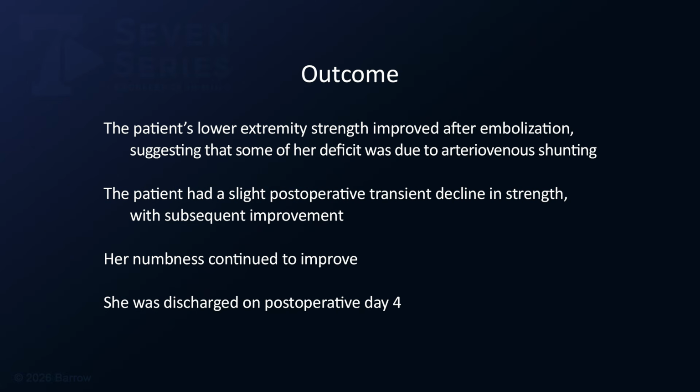Interestingly, after embolization, her lower extremity strength improved. This suggests that some of her deficit on presentation was due to arteriovenous shunting and venous hypertension with compromise of cord perfusion. Postoperatively, she was slightly weaker, but this weakness was transient and subsequently improved above her baseline.